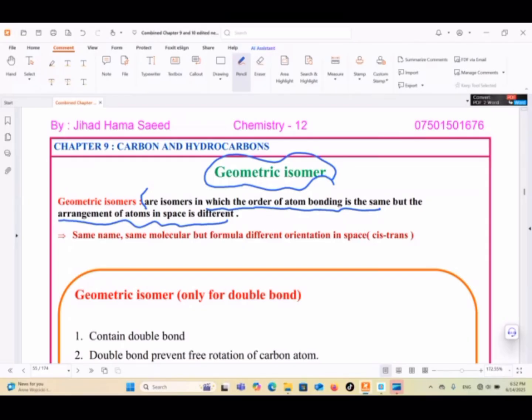In another statement, we can say that they have the same molecular formula but different orientation in space. We call them cis and trans. We'll be talking about those two types of geometric isomer.